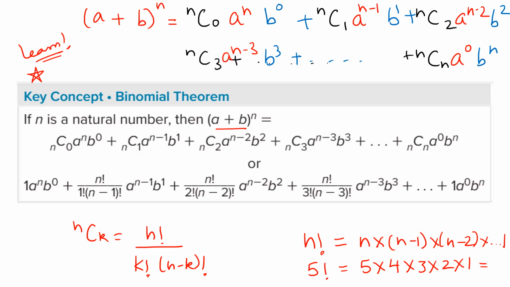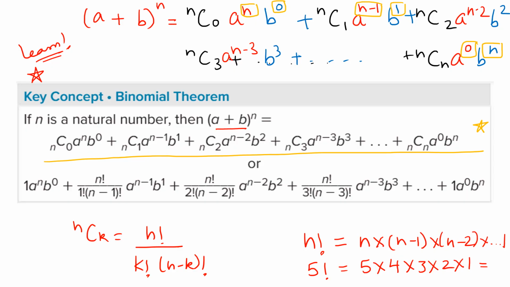Last term is b^n. Now at any stage, look here carefully, the sum of the powers n + 0 should be n. n - 1 + 1 should be n. So every time the sum of the powers should be n, and successively this is the pattern we are going to use. So this theorem is called binomial theorem. Please learn this formula, and now let me show you how to solve questions 9 to 12 using this formula.